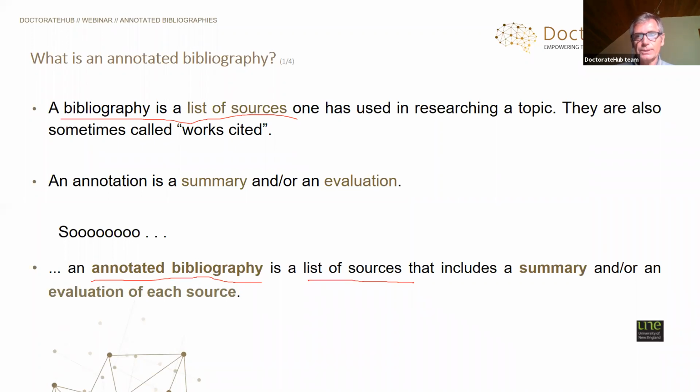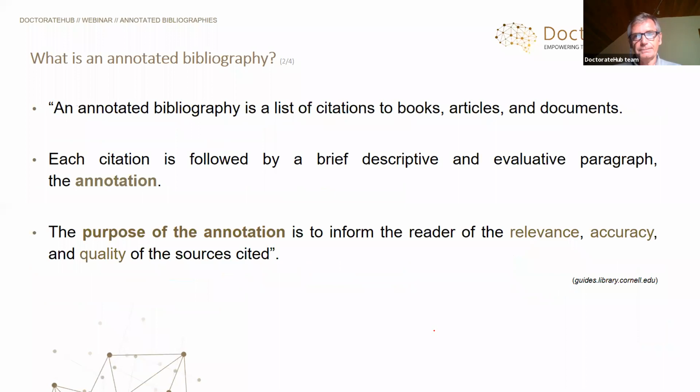Additionally to each of those sources, you will be summarizing the content, as well as evaluating each of the sources regarding the content, regarding the usefulness, regarding the trustworthiness, regarding the potential contribution, and things like that. So another definition, once again, is it a list of citations to books, articles, and documents? And as we said, after you have read it, you will write a short annotation.